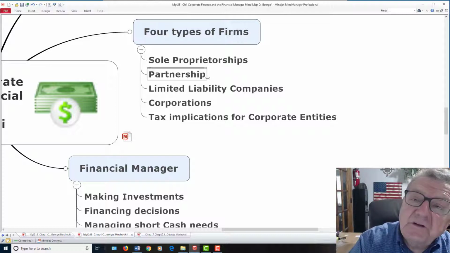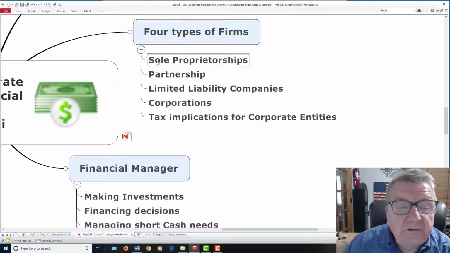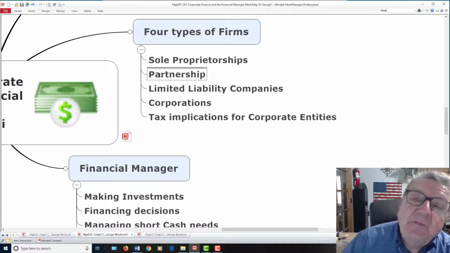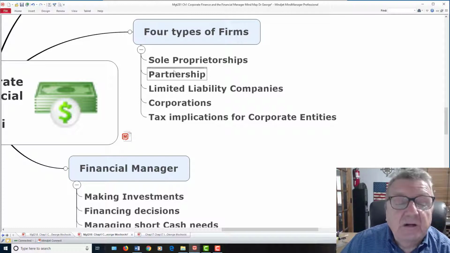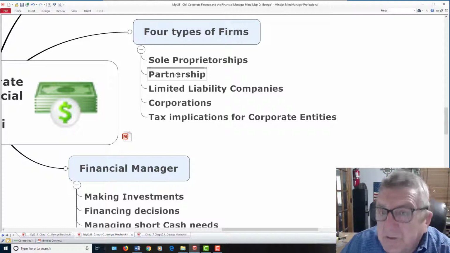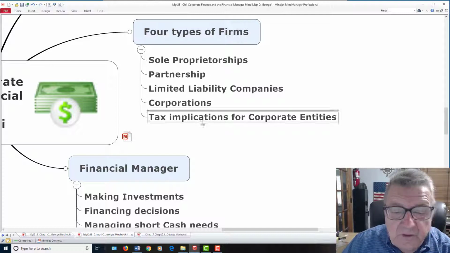But if I owe somebody else under these two, the sole proprietor and the partnership, they could come after my personal assets, my house, my car, and everything else like that. The other thing in the partnership, you have a general partner and a silent partner. Okay, so make sure you know those terms. Incorporation and tax.